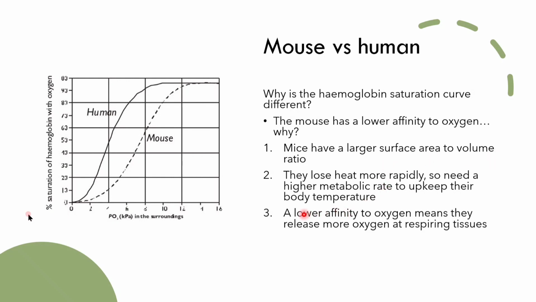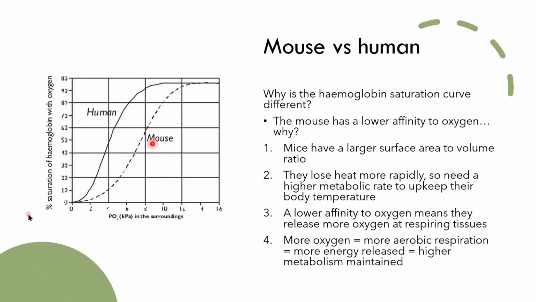And so the mouse needs a lower affinity to oxygen because this means it will release more oxygen at respiring tissues. So the lower the affinity, the more shifted to the right their hemoglobin saturation curve, which means they release more oxygen at their respiring tissues. And so the more oxygen their respiring tissues get, the more aerobic respiration their tissues can carry out, which means the more energy released via this aerobic respiration, so their higher metabolism is maintained, so they can keep up their body temperature.